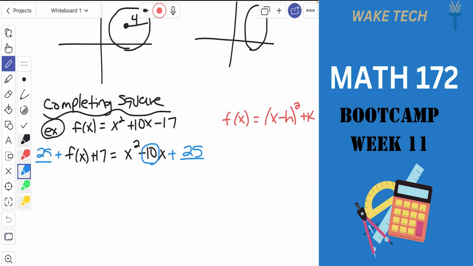25 to both sides. And what that does on the right side, x squared plus 10x plus 25, that's a perfect square now, and it factors into x plus 5 squared, right, which checks off the box. We have the first portion of the equation I wrote over there in red. We at least have that perfect square part. On the left side, we can combine the 25 and the 17 to get 42.